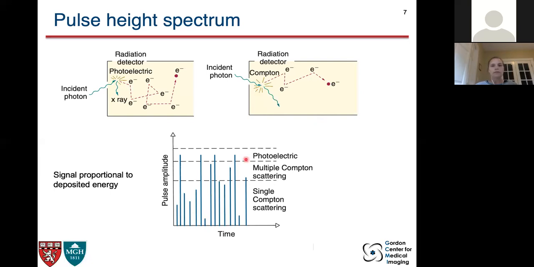And then the third region is the photoelectric region, which is when the full energy of the incident photon is deposited in the detector. These all have the same height, and this height corresponds to the full energy of the incident photon. This can be due to the photoelectric effect only, or due to Compton scattering plus the photoelectric effect. So any event where all of the energy is deposited in the detector.